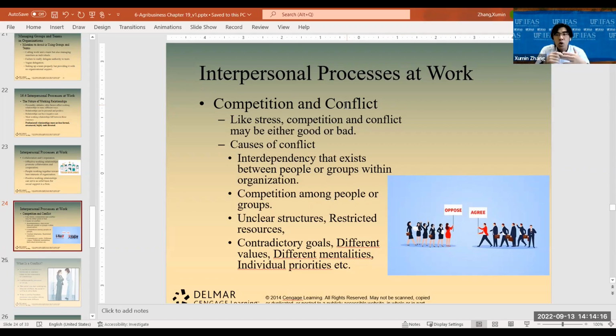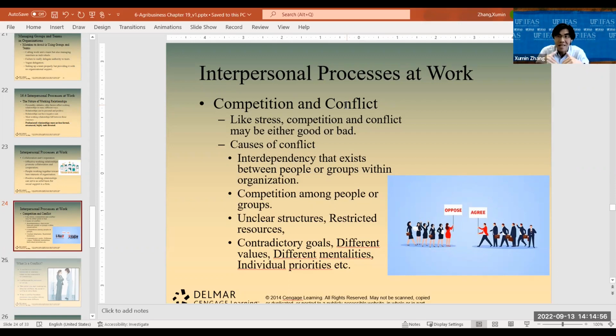From the group structure, if we have an unclearly defined structure, we have limited resources, and then people start to compete, treating the team as a whole. There is interdependency among different teams or different departments. One team is blaming the other team, right? This is the conflict between groups.